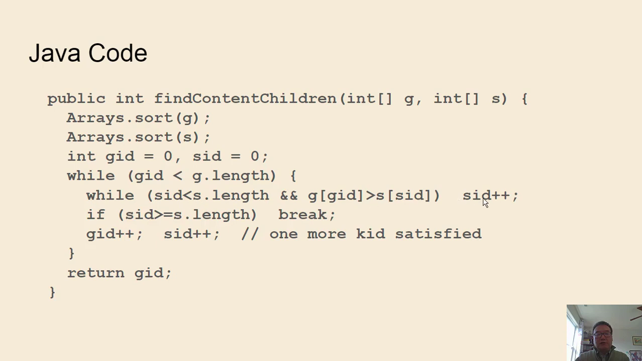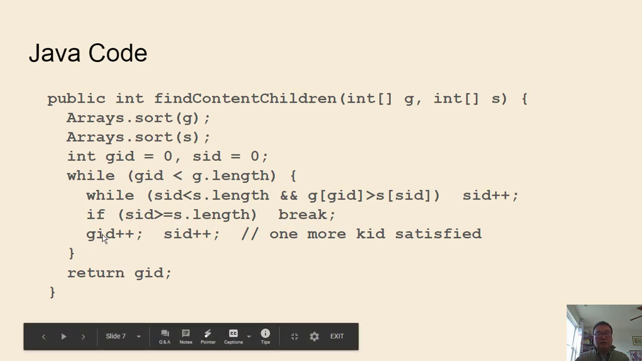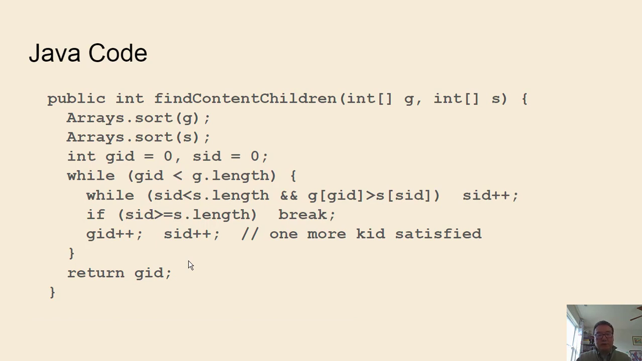And in the while loop here, we keep going until we either run out of cookies or have a cookie that's big enough. And here we check if we actually ran out of cookies, then we're done. Otherwise, we use the current cookie to satisfy the current kid. And at the end of the loop, we simply return the current ID of the kid we are considering, because that's the same as the number of kids who have been satisfied.